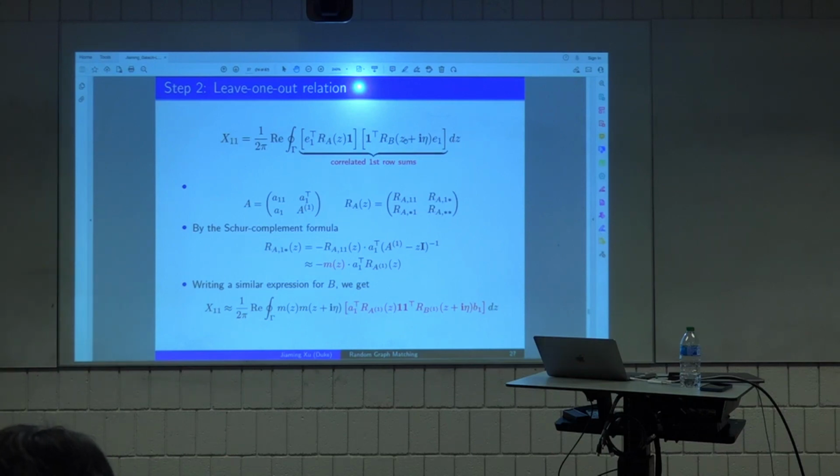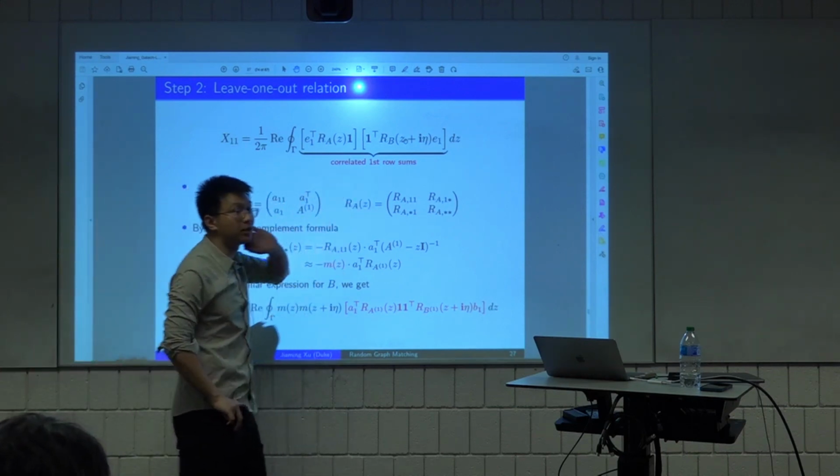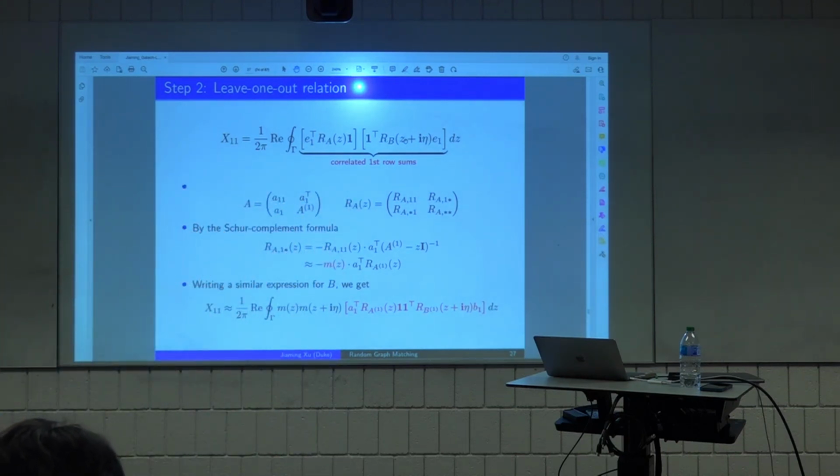Are we currently working with the population matrix or the actual matrix? This is the actual matrix. The actual matrix, okay. So A and B are both random. Yeah, but that's a good point.